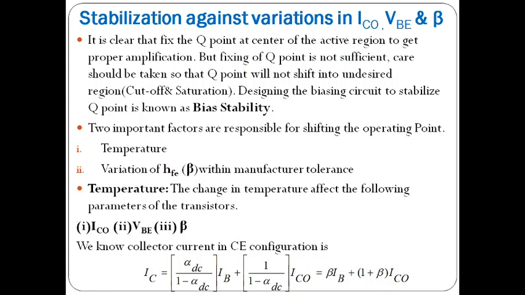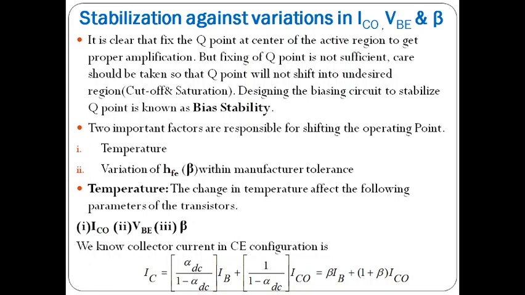But here collector current is varying with some of the parameters I mentioned. So to stabilize collector current against the variation of these parameters, we will discuss here. Yes, to stabilize the Q point is called bias stability. So we must keep the Q point at the center of active region, so it should not shift along with these parameters: reverse saturation current, base to emitter potential, and beta value of the BJT.